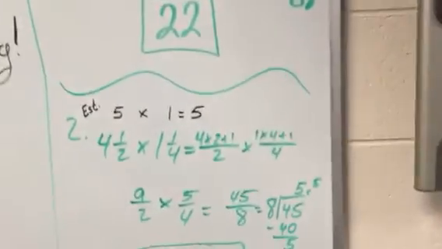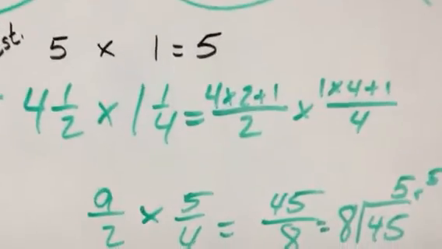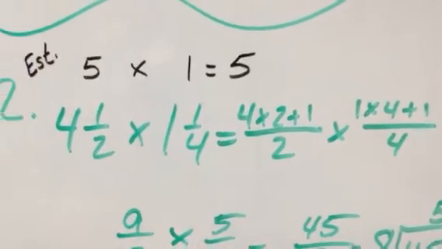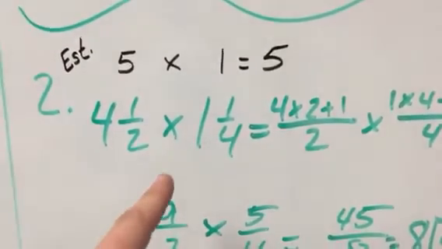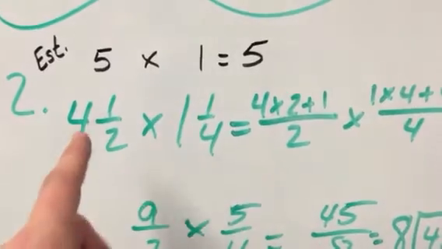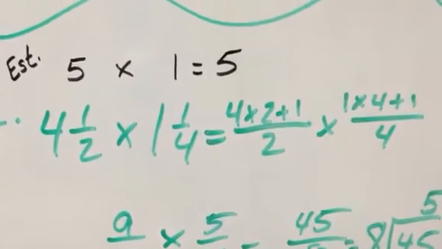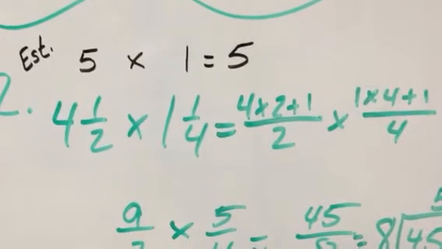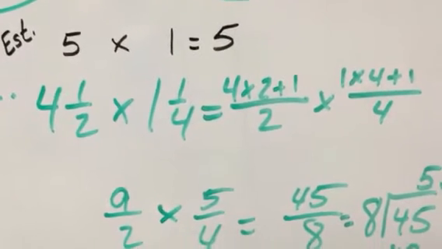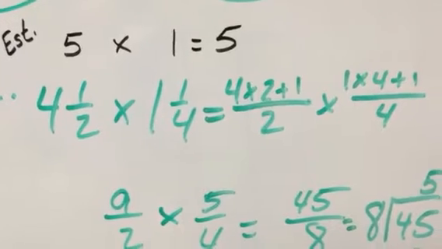Let's look at the second one. 4 1/2 times 1 1/4. I estimated 4 1/2 up to 5, 1 1/4 down to 1, 5 times 1 is 5. My answer had to be close to 5. Now this time, I had to turn both mixed numbers into improper fractions.